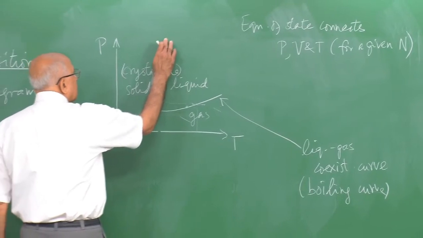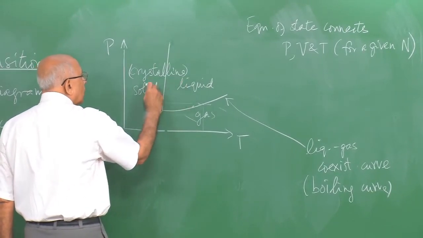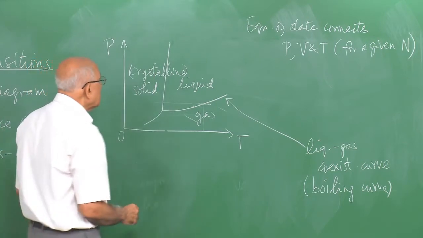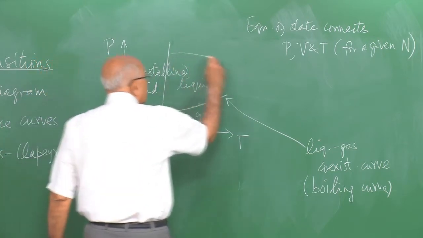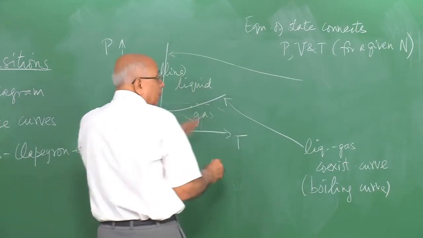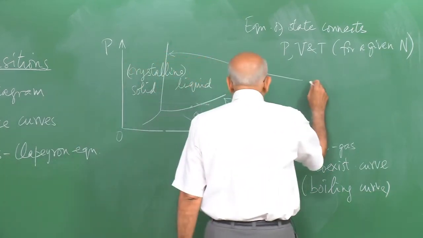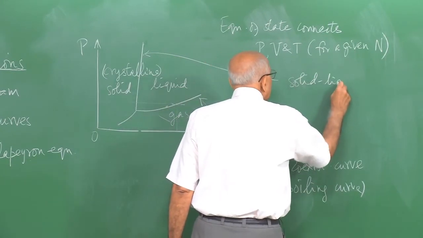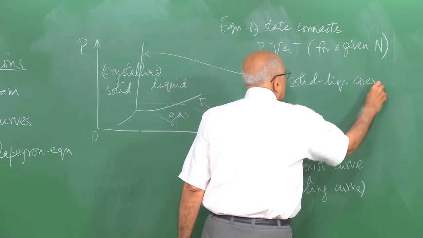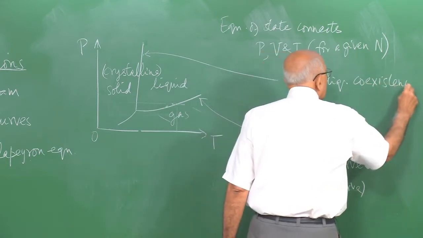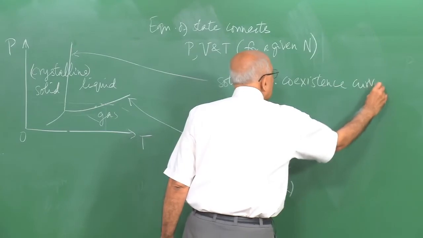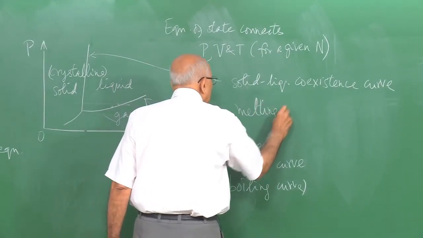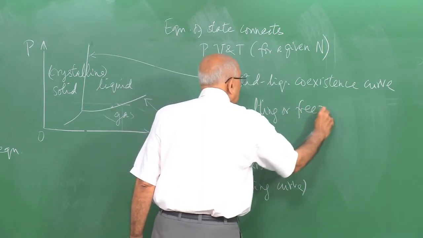Similarly, there exists a curve here which separates the liquid from the solid with a somewhat higher slope, much higher slope, and we will see what that means. This thing here, this curve does not have to be a straight line, this curve is the solid liquid coexistence curve, which you could also call the melting curve or freezing curve depending on how you approach it.